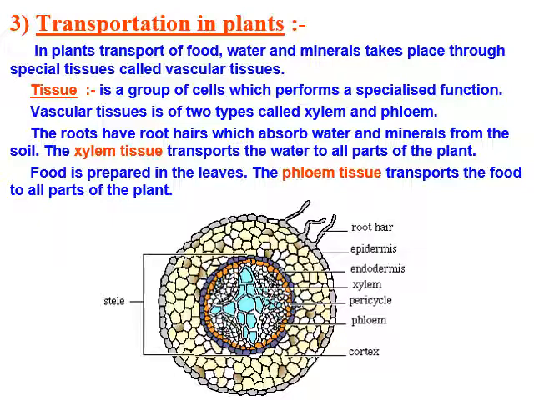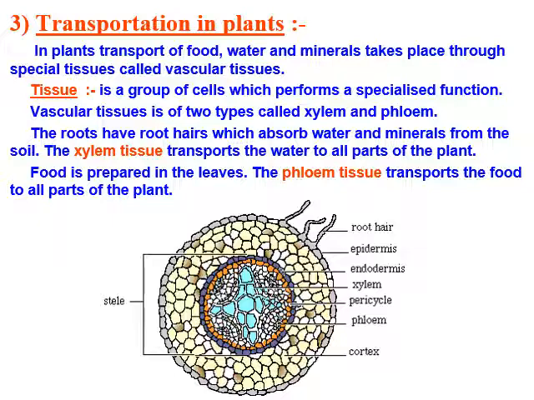Now food is prepared in the leaves. As we know, leaves contain chlorophyll and they trap the solar energy and convert the water, carbon dioxide and minerals absorbed, in presence of chlorophyll, into food, and that is known as carbohydrate or glucose, by the process known as photosynthesis.